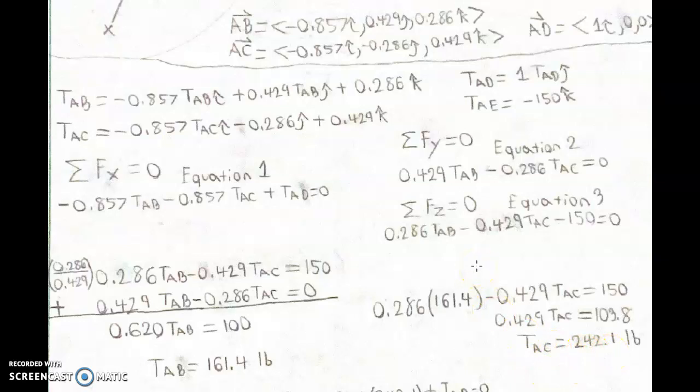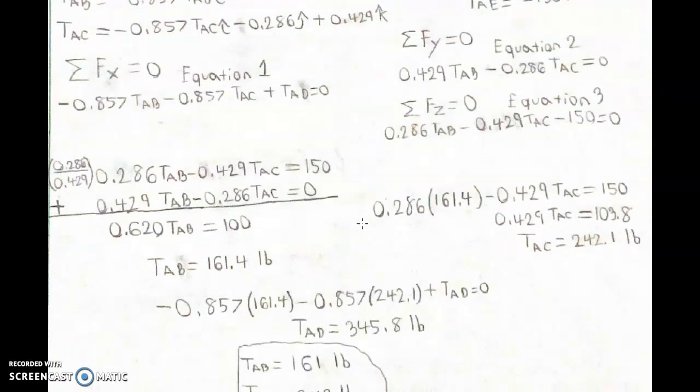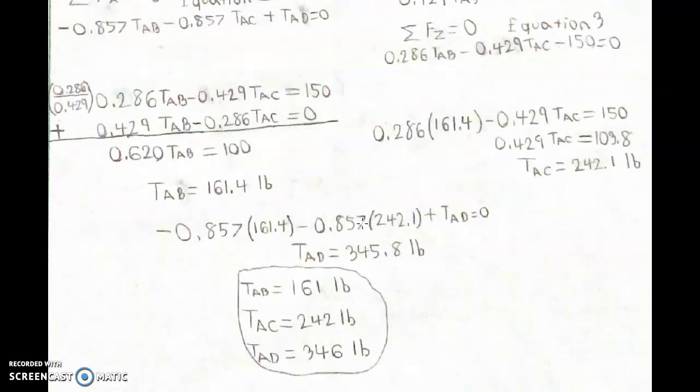Now that we have both of these, we can plug them into our equation 1 to solve for our tension AD. Just down here, so this is negative 0.857 times 161.4, that's our TAB, minus 0.857 times 242.1 pounds, that's our TAC, plus TAD has to equal 0. So TAD will be equal to 345.8 pounds.